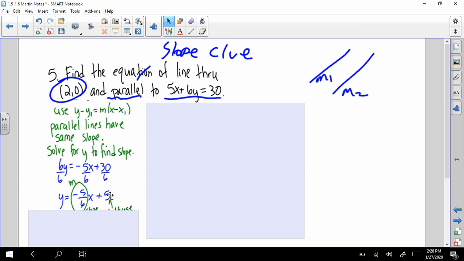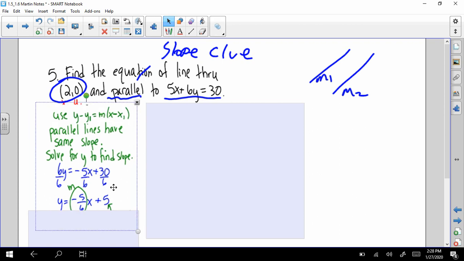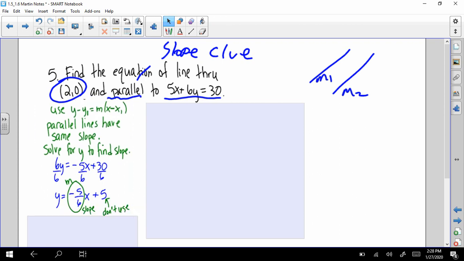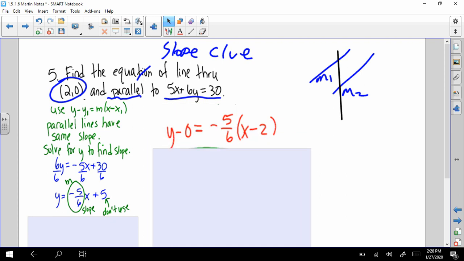I could care less about the b value no matter what. It doesn't make a darn bit of difference to me, because clearly, if I look over here and I think about two parallel lines, they do not cross the y-axis at the same spot. So I'm not interested in this y-intercept. I am interested in this slope and this point, because if I have a slope and a point, I can write point-slope form, correct?